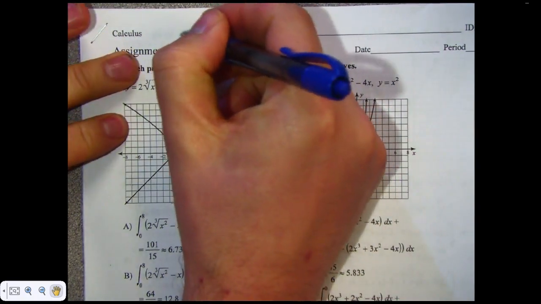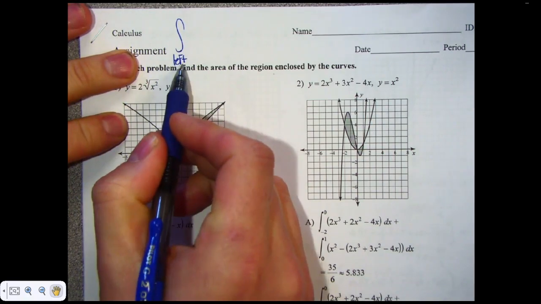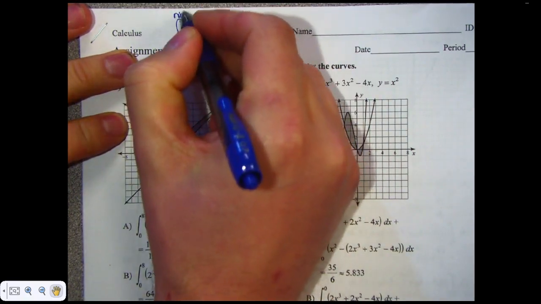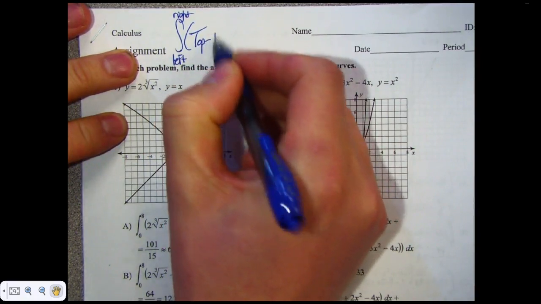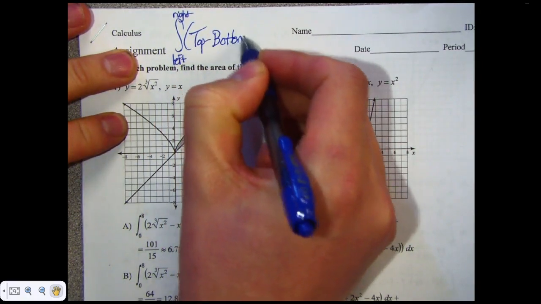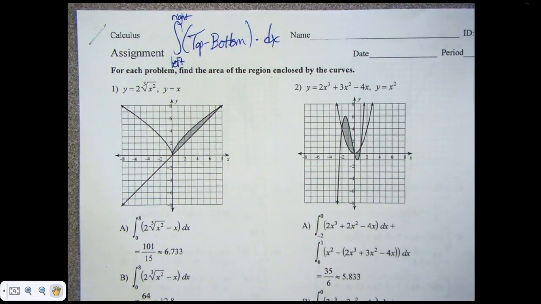The area in between them is always going to be an integral from the left-hand boundary to the right-hand boundary of the top equation minus the bottom equation times dx. Dx is important because sometimes it's going to be dy.